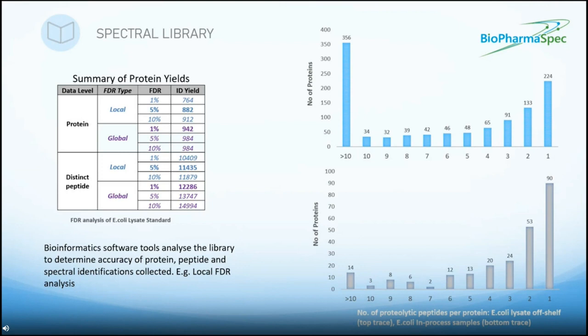So you can see here the different yields for the percentages that have been given. So 1% global FDR is a standard statistic, and in certain cases we go up to 5% in order to increase our library size, but that comes at a cost of increasing the likelihood of false positives.